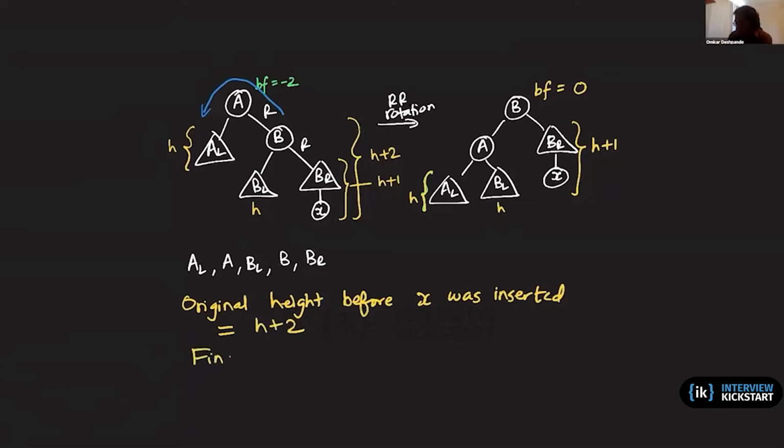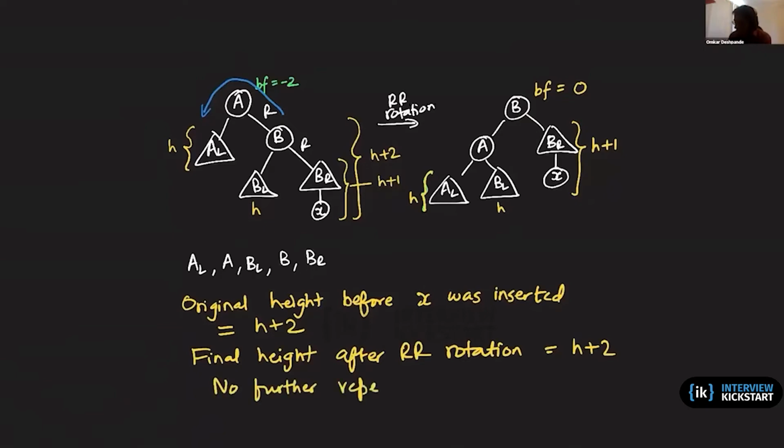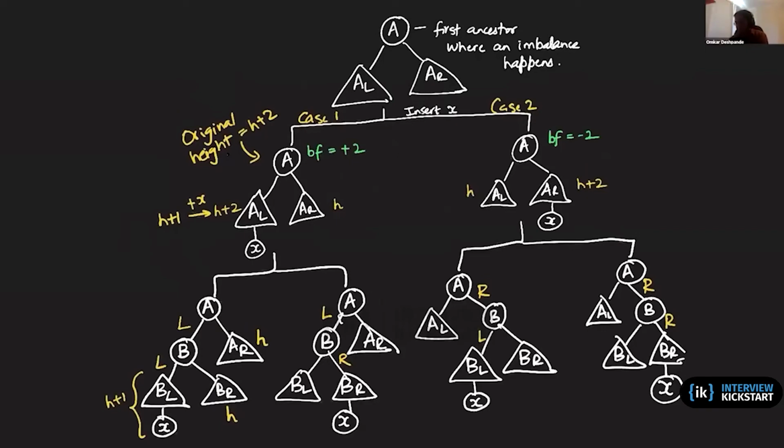Final height after RR rotation is also H plus 2. Because it's H plus 1 here followed by one more. So that means no further repercussions. We can stop here. So that completes RR. Exactly symmetric to LL.